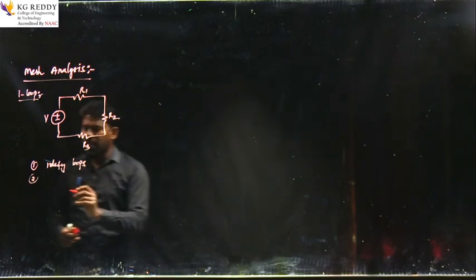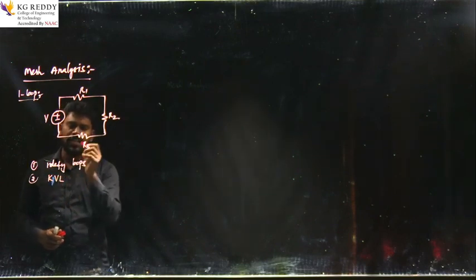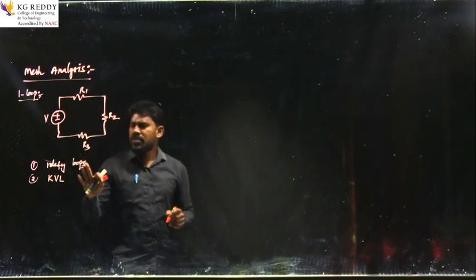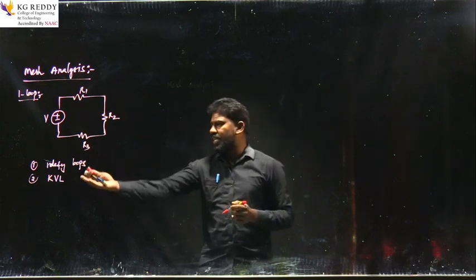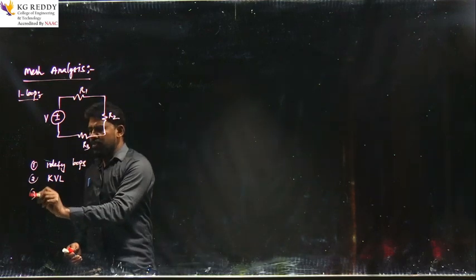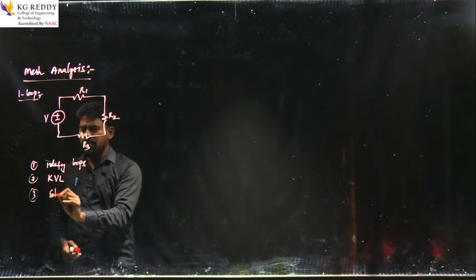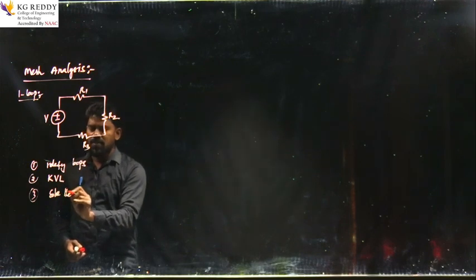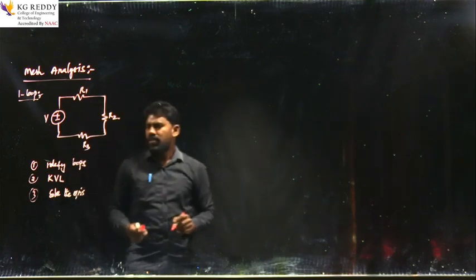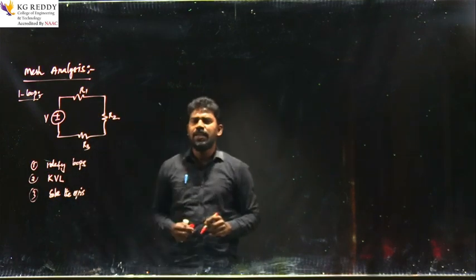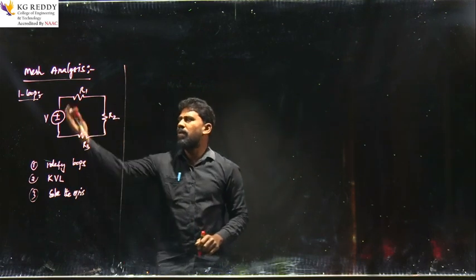Then we have to apply Kirchhoff voltage law, KVL, to the network. These two conditions are enough to apply mesh analysis to any network. After applying Kirchhoff voltage law, you will get equations, and we have to solve the equations. So these are the three important points or conditions we apply to any network before finding the current in each loop by mesh analysis.